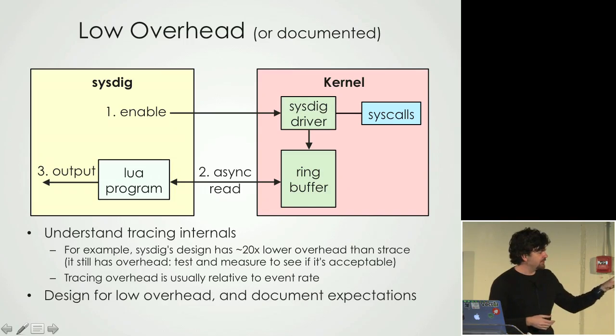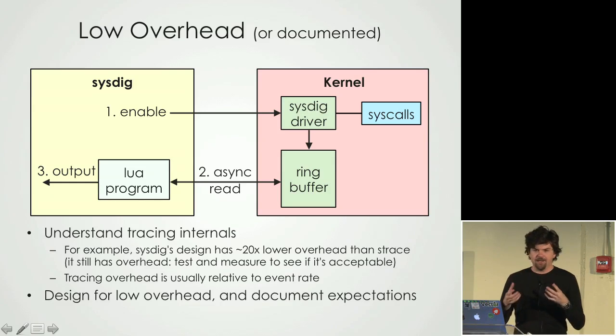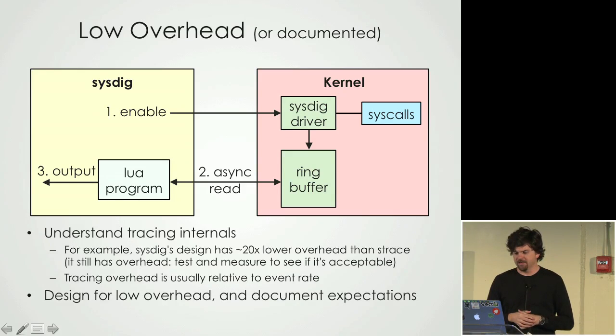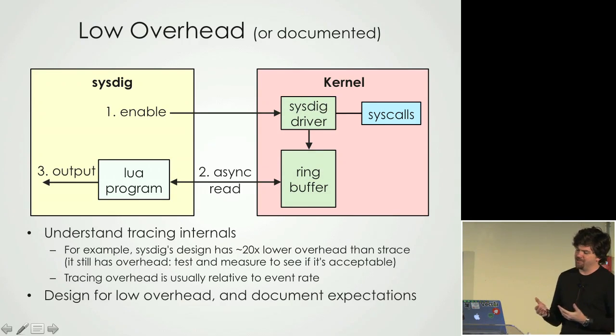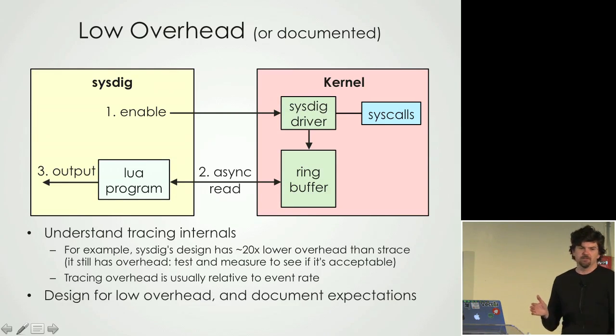As an example, I've got how Sysdig works. The Sysdig driver creates a ring buffer so that our Lua chisels can asynchronously read at a much lower event rate, much reducing the overhead of this. The times I've tested it, Sysdig is like 20 times lower overhead than strace. But there's still overhead. One of the challenging things about using tracing tools is having a good feeling of what the overhead is going to be and when it's safe to do something and when it's safe not to.